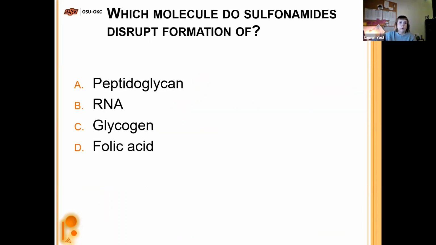Those are pretty straightforward. So which molecule do sulfonamides disrupt formation of? That was the folic acid. We got this one, right? That's the easy one.